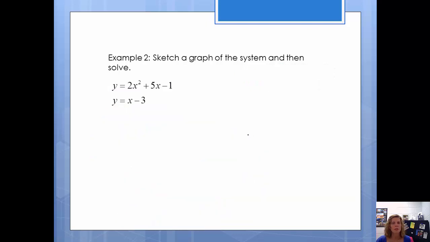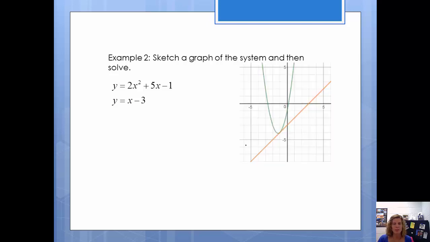This one again says to sketch a graph of the system and then solve. If you go to Desmos, which I'm not going to do this time, that is the graph that you will get. So notice we're looking for that point of intersection. If I counted, I could probably figure it out, but we're looking for where the quadratic equation meets the line. So this time we should only get 1 point.